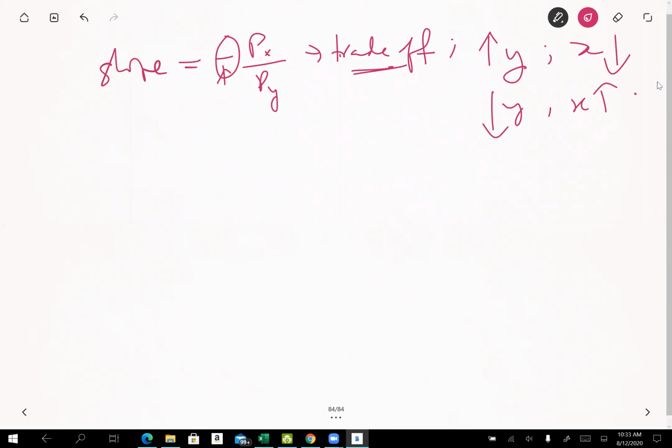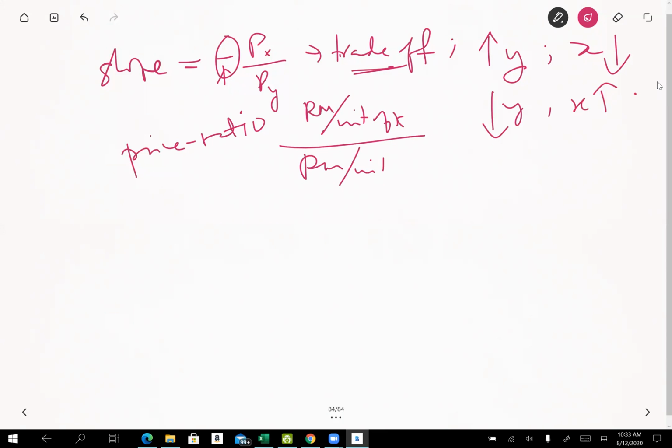Now you look at the slope. We call this slope the price ratio. So the price ratio will tell you the trade-off, the rate of trade-off. How many units of one good we're going to sacrifice in order to get another unit of the other good. All right. So if you look at the price ratio, you've got the RM per unit of X. That is the unit of the price of X. Now, what is the unit of the price of Y? RM per unit of Y.